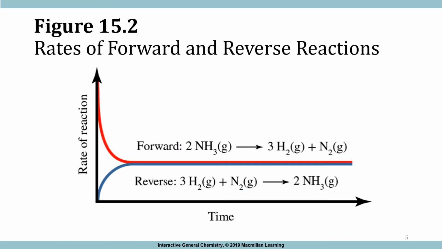Here's a graph that shows the rates of the forward and the reverse reaction. So we're starting with nothing but the reactants and no products. And as that reaction is happening, eventually they're going to go into equilibrium with each other. And that's usually when this tapers off and it's very smooth. So that just means that the rate of the reverse reaction is equal to the rate of the forward reaction.